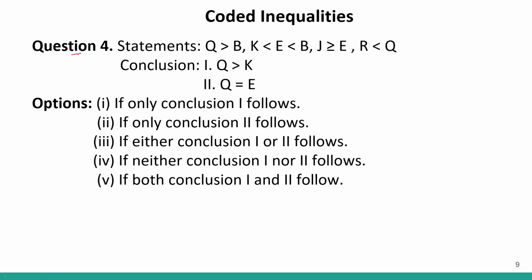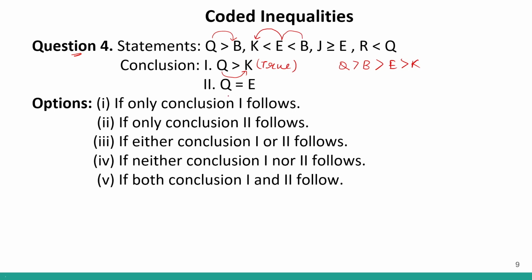Now, moving on to question number 4. Question number 4, first a statement is given, which shows the relationship between various elements, and then a conclusion is given. So, we have to determine whether Q is greater than K. So, bigger door to smaller door. I can see that Q is greater than B and B is greater than E and E is greater than K. So, Q is greater than B, B is greater than E, E is greater than K. So, clearly Q is greater than K. Hence, this information is true.